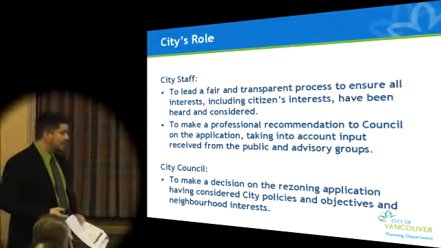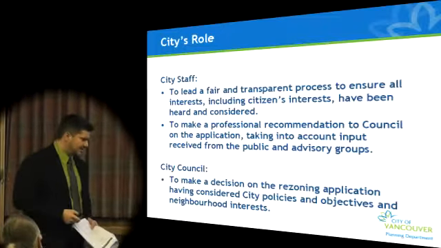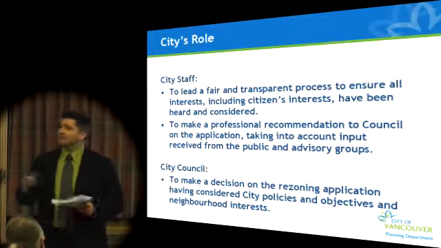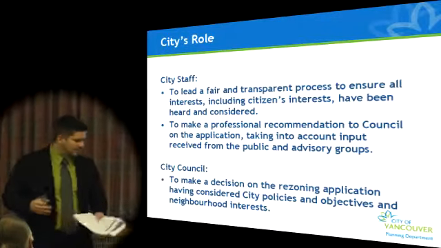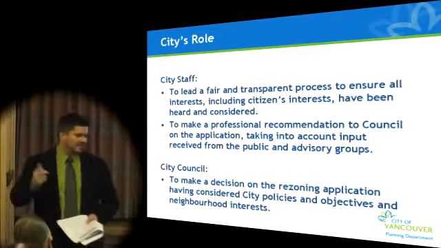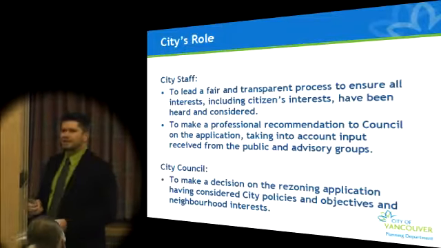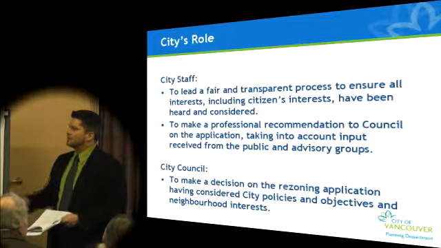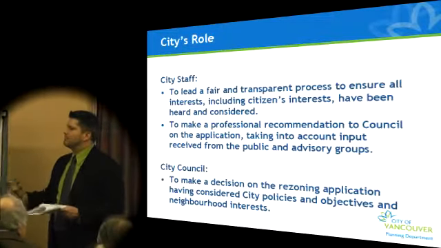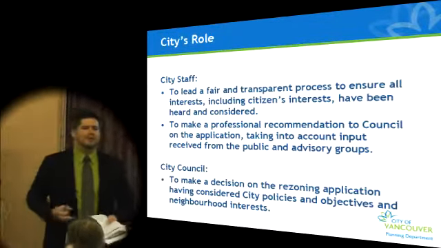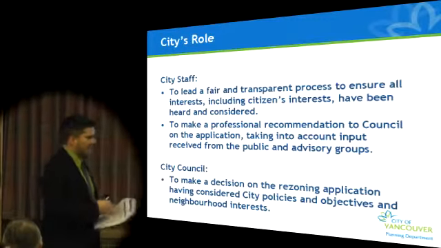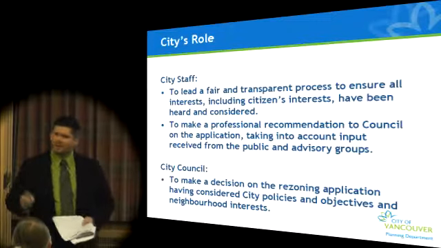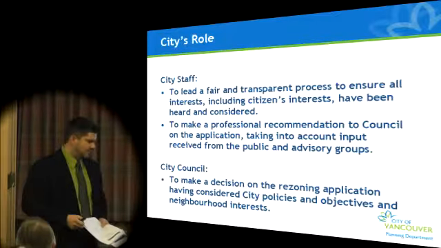City staff, we have a role, an expectation that we will lead a fair and transparent process to ensure that all interests, including citizens' interests, stakeholder interests, every interest you can possibly imagine, all the inputs into our system, if you will, have been heard and carefully considered. And that's not just the residents who come out to meetings like this. As you can imagine, our job is to listen to communities and inputs every day of every week across the year. And our job is to consider all of those in a broad context. But we start by making sure that we've truly understood what you've said.